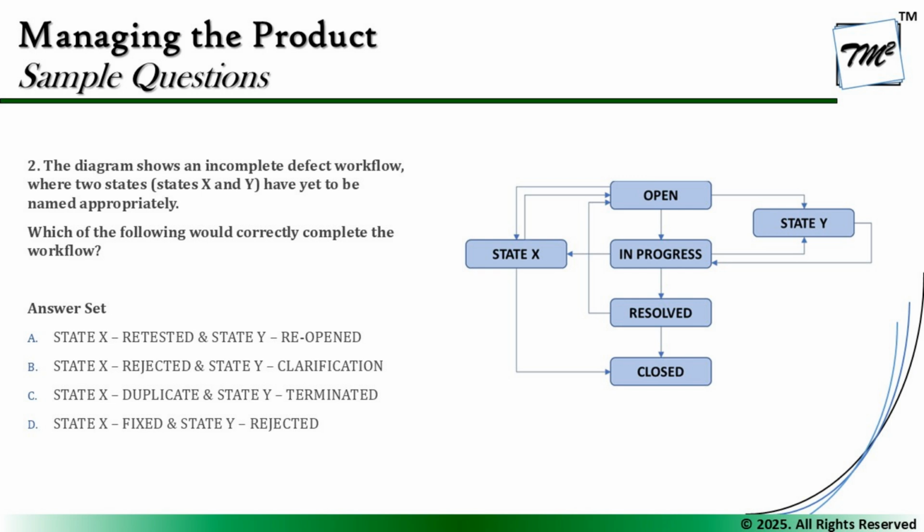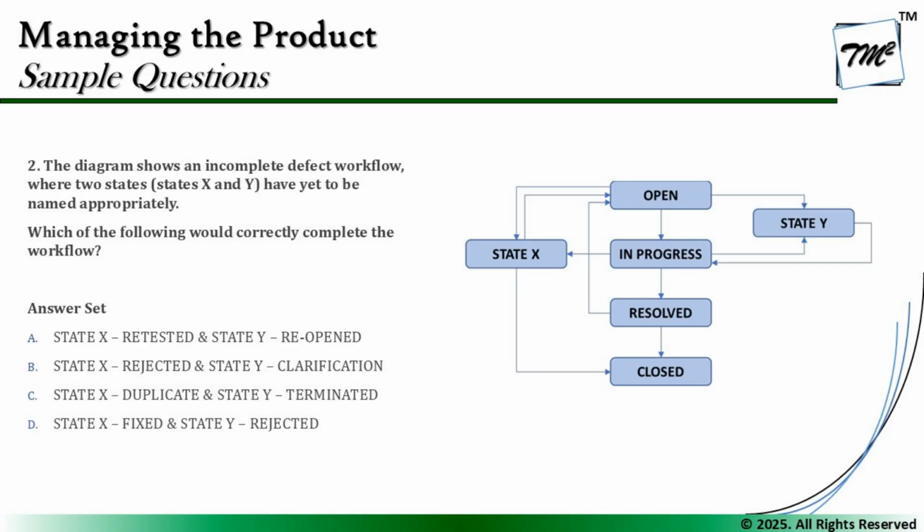X says duplicate. Duplicate can only be done from in progress, but not directly from open, because unless the team reviews multiple defects, they cannot mark one or the other as duplicated. And Y is not terminated for sure, because if you remember, we can only have one terminal state, and that should be the last state. So it is not in the last in the sequence. So of course, that's not the terminated state.